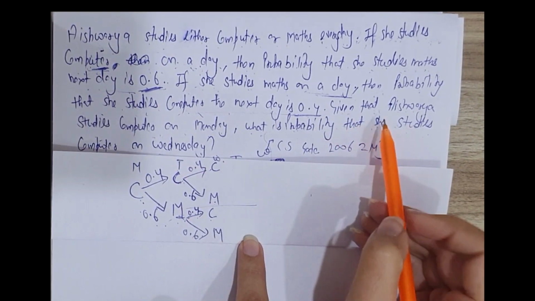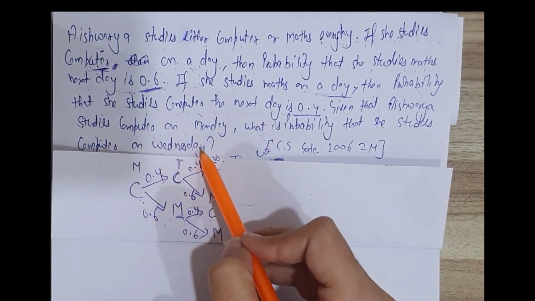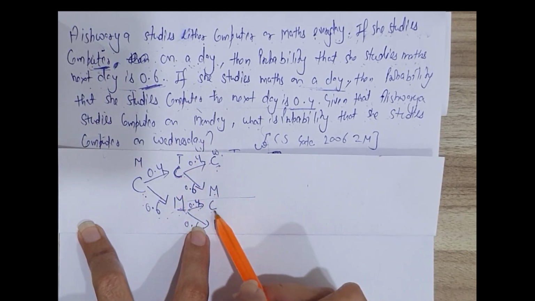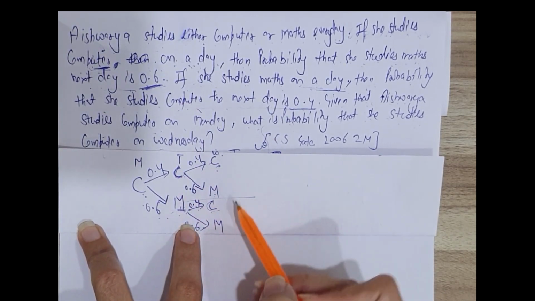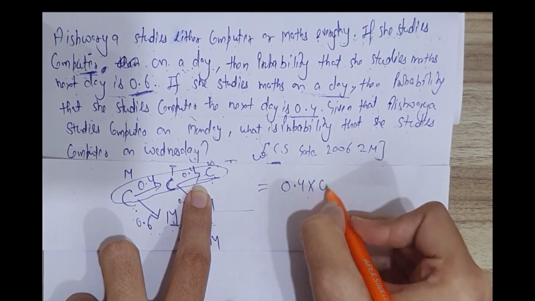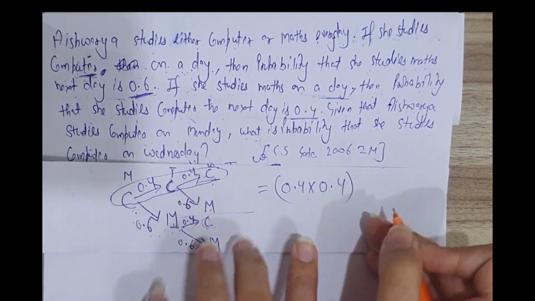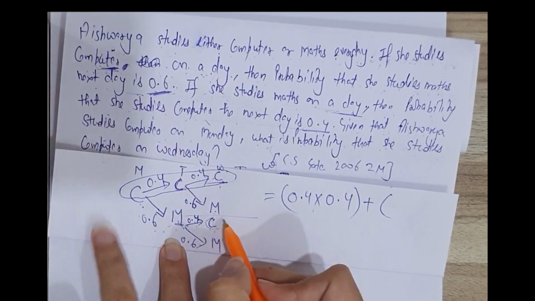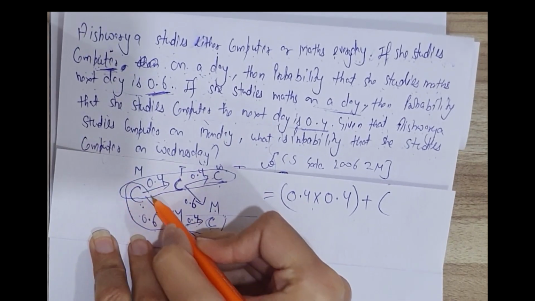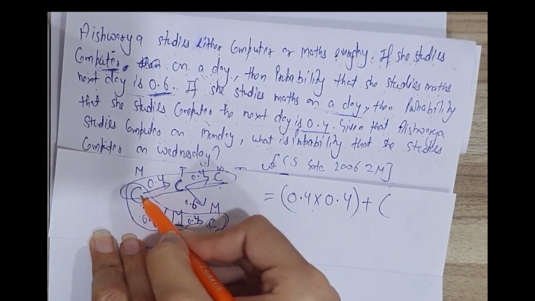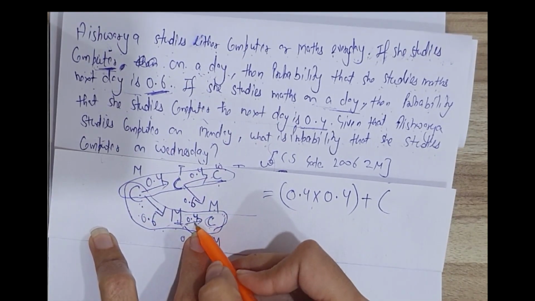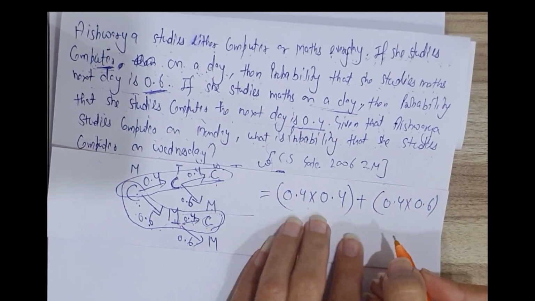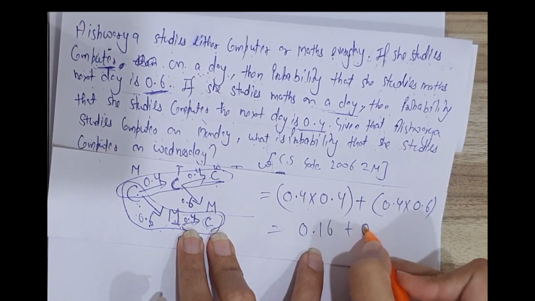Now we have to find the probability that she studies computer on Wednesday. There can be two cases: when she studied computer on Tuesday and when she studied maths on Tuesday. Its probability is 0.4 into 0.4. This is the first case. The second case is when she studied maths on Tuesday, because computer is confirmed on Monday. This is 0.4 into 0.6. Now the answer came out to be.